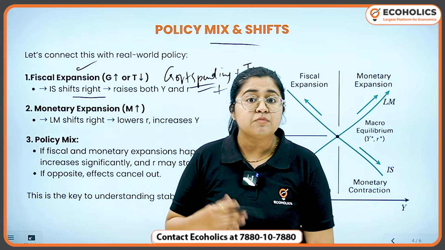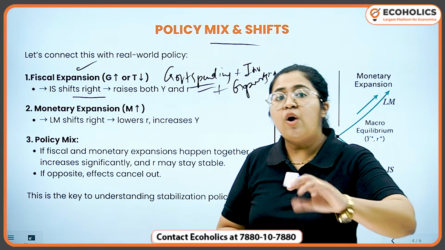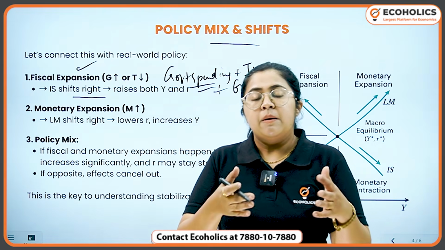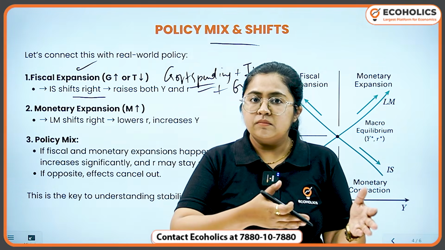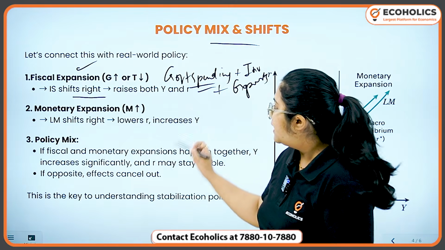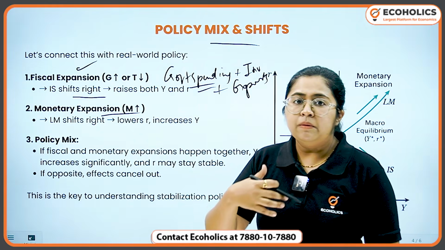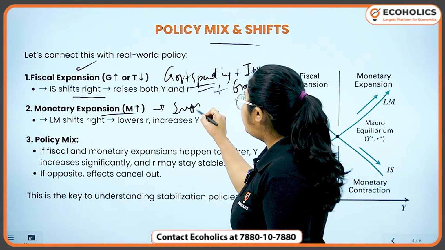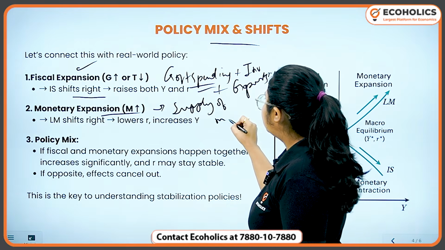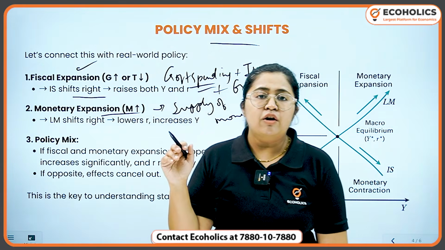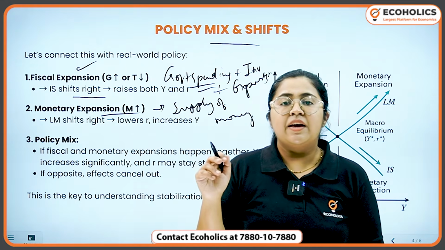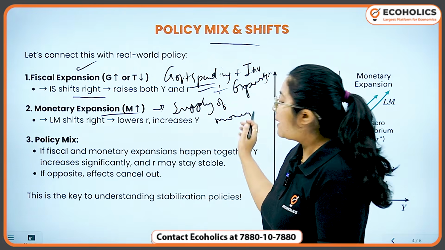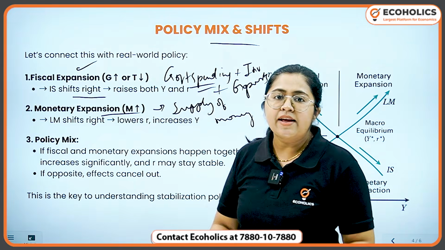Then what happens when there is monetary expansion? Now you all know how monetary expansion happens. Yes, monetary expansion will be happening from the purview of the central bank of any economy, right? So whenever the monetary expansion happens, there will be supply of money, correct? Maybe the central bank of the economy is printing more currency, okay, or maybe it is floating more currency in the economy. So supply of money is increasing when there is monetary expansion.